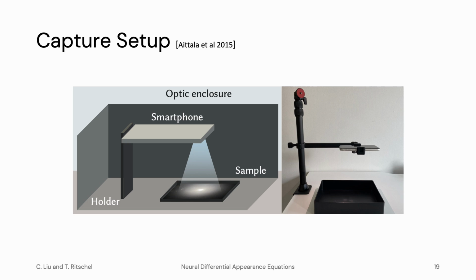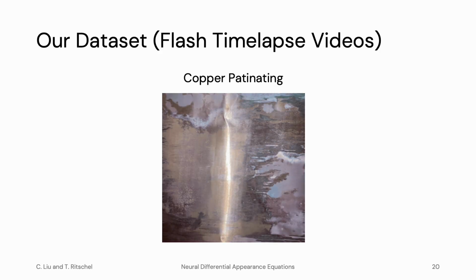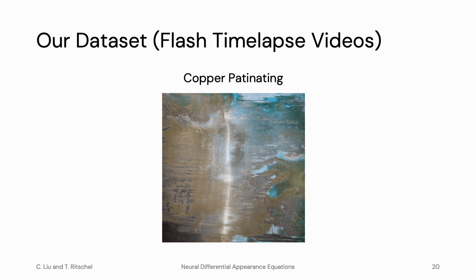We use a smartphone with camera and flashlight close enough to each other. We take photos with flashlight which is strong enough to be the dominant lighting. This calibrated illumination enables inverse rendering to reconstruct SVBRDF maps from flash images. Additionally, we use a tripod to capture flash time-lapse videos for many dynamic appearance phenomena. This is an example data we captured. It is a piece of copper that is patinating.